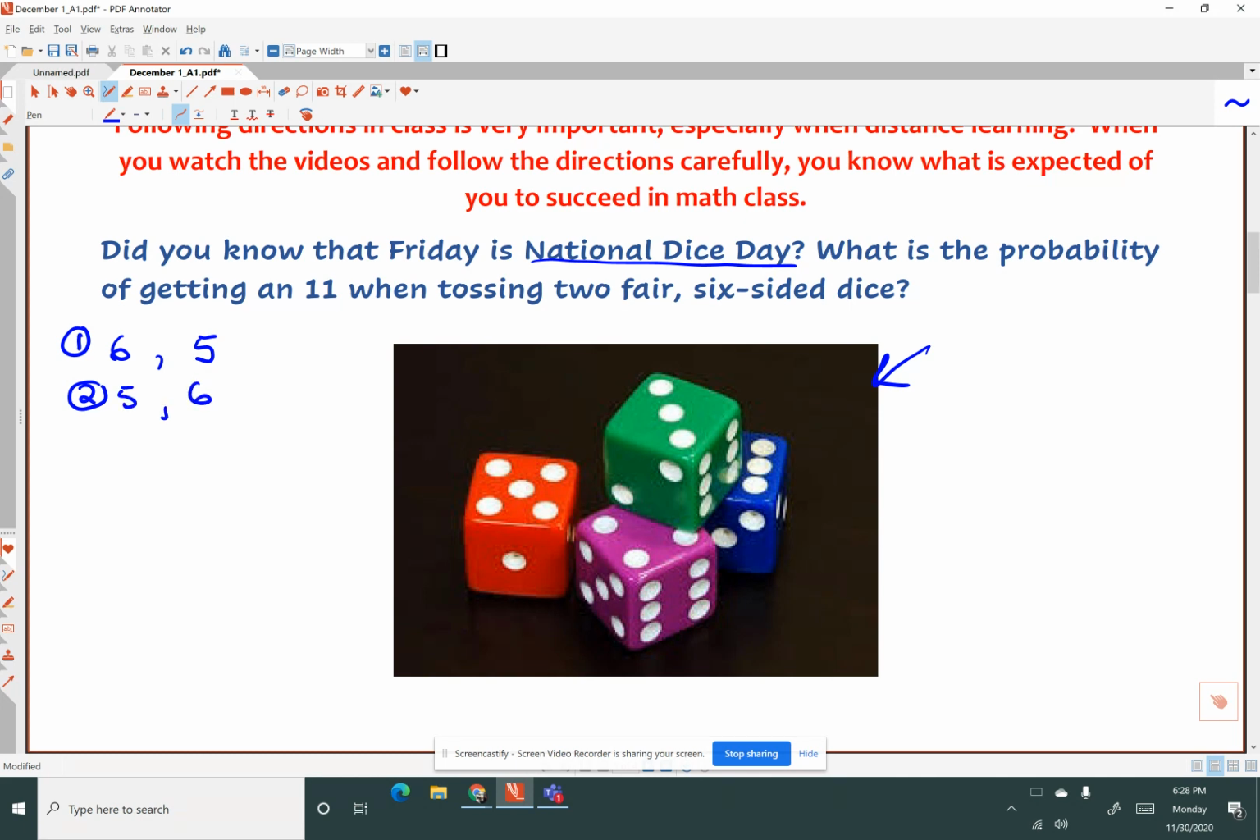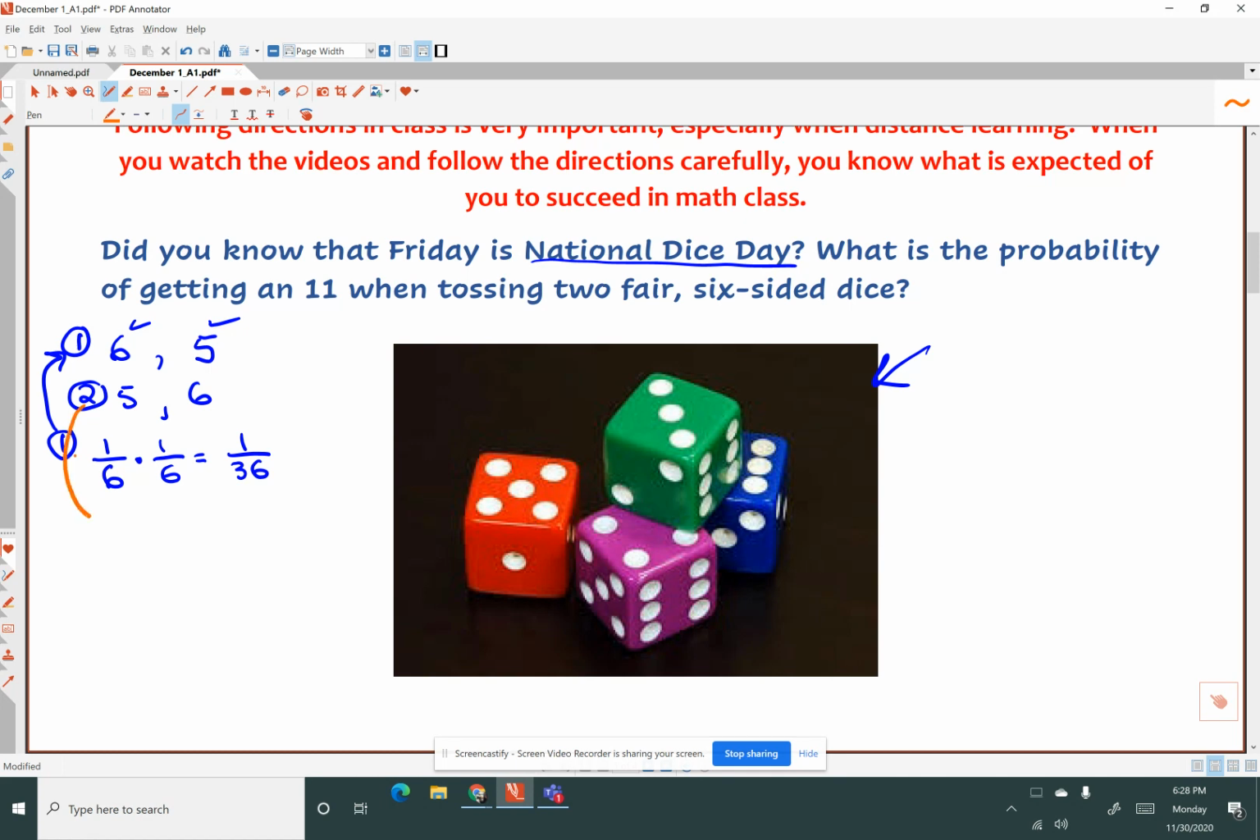So here's how you figure out the probability. First, you need the probability. So this will be the first way. Okay, you have the probability of getting a 6 is 1 out of 6. The probability of getting the 5 is 1 out of 6 as well. So there's 1, 5. Multiply those together for 1 out of 36. Now that's only for the first way to get an 11.